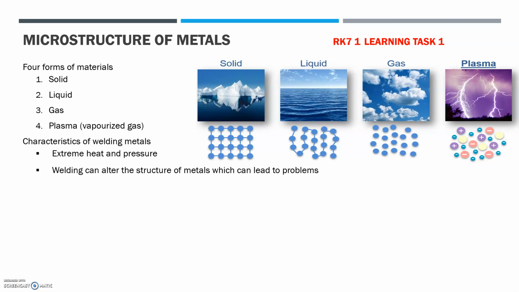Starting on page 3, the four states of matter are solid, liquid, gas, and plasma. Metal accounts for about 24% of the mass of the planet. If not controlled, welding can alter the properties of metals, which can lead to problems.